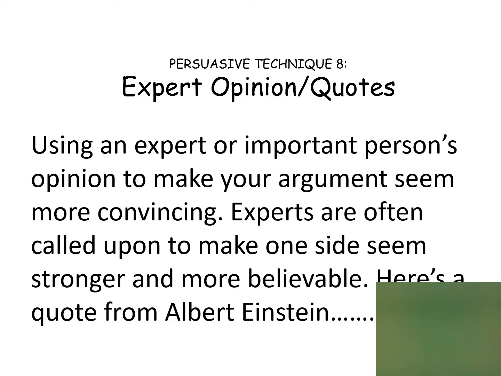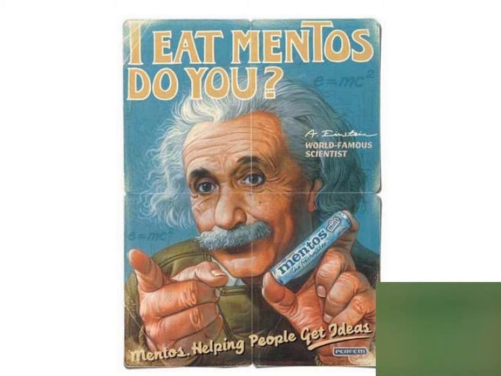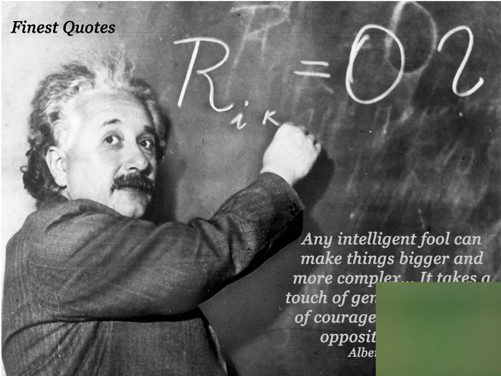We have here the example of Albert Einstein with Mentos. Look at this one. I eat Mentos, do you? And at the end, we found Mentos helping people get ideas. Okay. And here we have a kind of quote by Albert Einstein. Any intelligent fool can make things bigger and more complex, etc. So we took this in the classroom by using quotes, if you remember.